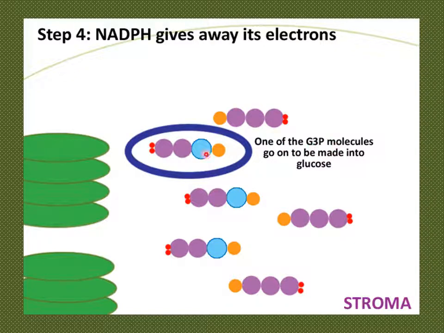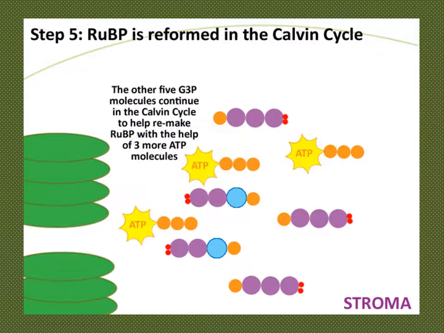One of the G3P molecules is going to go on to make glucose. The other 5 G3P molecules will continue into the Calvin cycle in order to reform RuBP, and it needs ATP to help with this. So 3 more ATP molecules come in from the thylakoids. They are going to donate their phosphates, and it's going to make 5 carbon molecules, RuBP. 3 of them, 1, 2, 3.